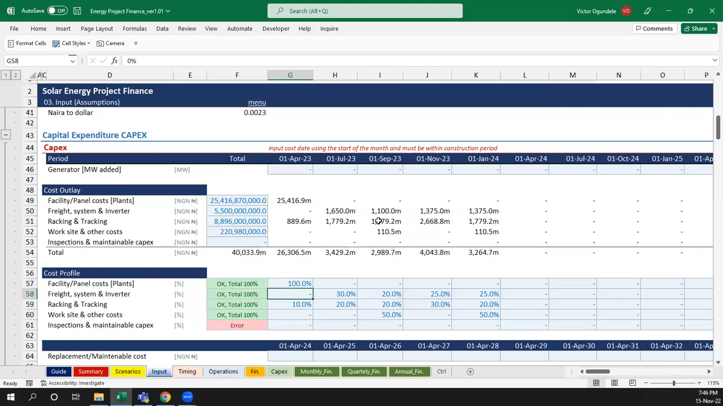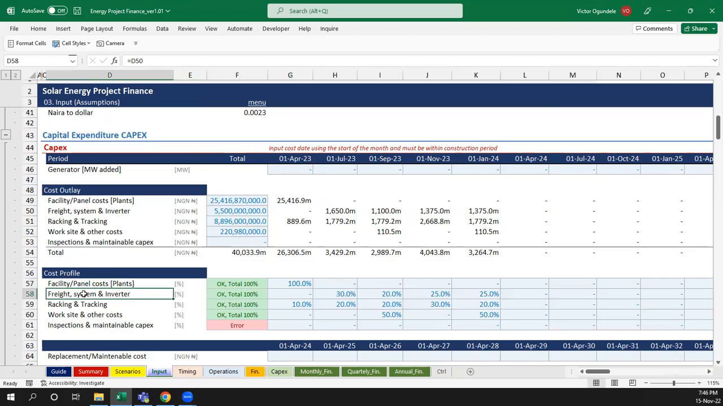So maybe for our facility and panel, you're going to spend everything within at least August. So between this 1st of April to the following date. So this was just set as quarterly, then we just added 2 months to it. So you can always put the date that you expect that cost to be incurred. So 100% will be incurred during this period.